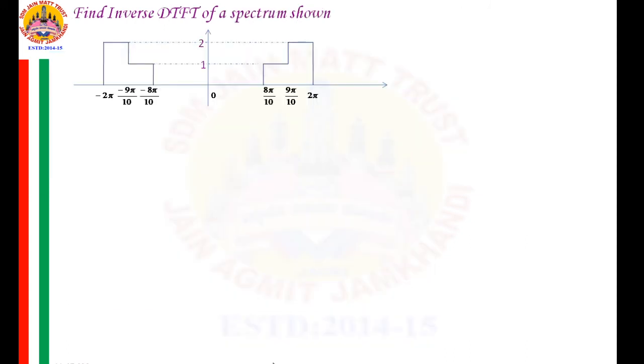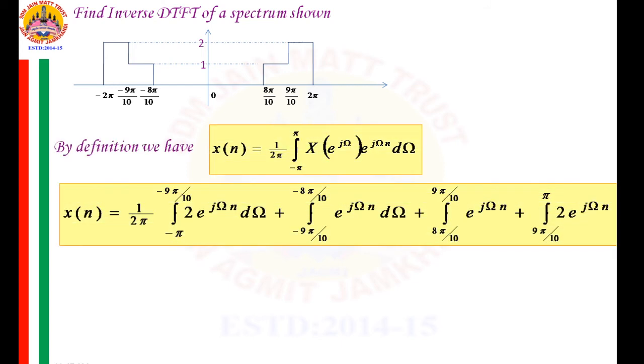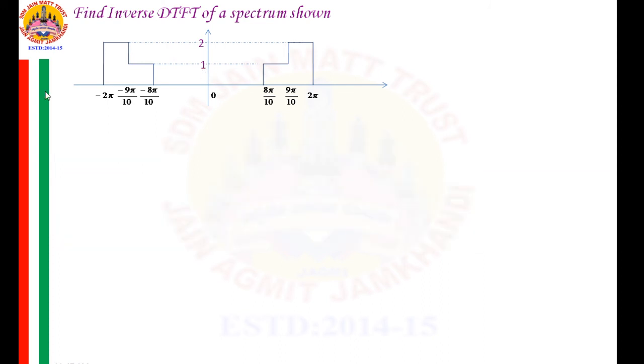Now, to find the inverse DTFT of this spectrum, where X of e raised to j omega is given, it has amplitude equal to 1. Just observe first how it is. From minus 2 pi to plus 2 pi, this is the given expression. So this is not minus 2 pi to plus pi, this should be minus pi to plus pi.